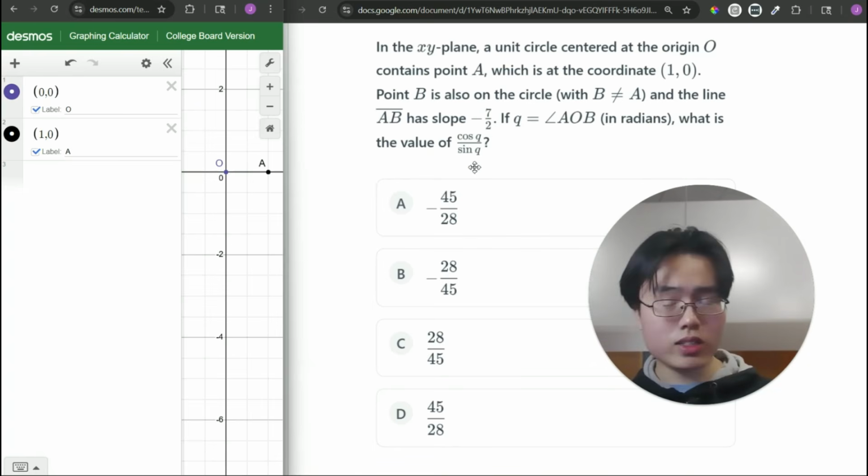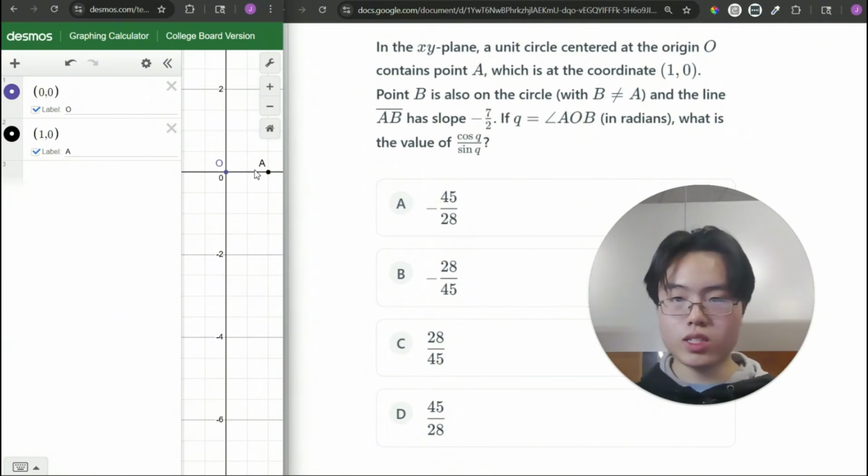Okay, so we need to find B, right? We need to find what B is to get the angle. How do we do that? We know B is on the unit circle, and we know B is on the same line as A and has the slope of -7/2. So let's get this line, and then we already have the unit circle, right?